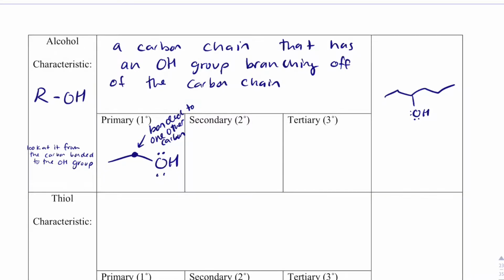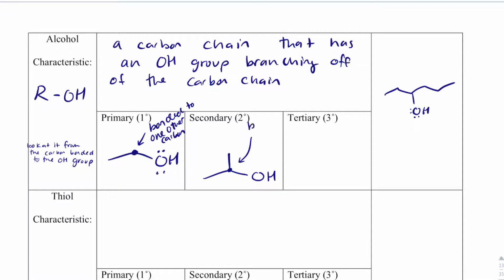And that's why it has 1 degree. That would be what we call primary. If we look at the same thing and we want to make it secondary, we look at this carbon, what we need is just another carbon bonded there. So this would be a secondary alcohol because this is bonded to 2 other carbons. And to make this tertiary, this carbon is bonded to 3 other carbons. Okay, so that's where that comes from.